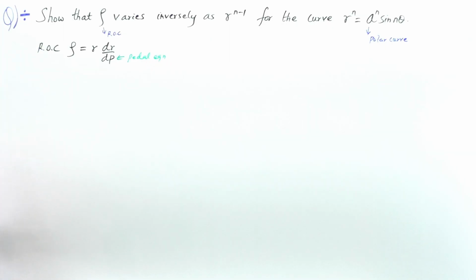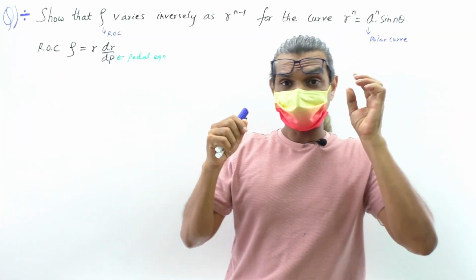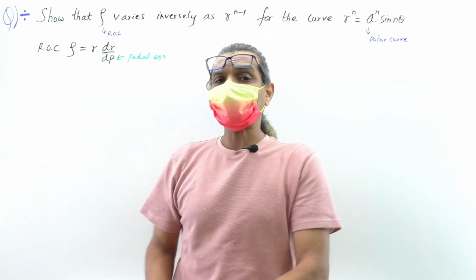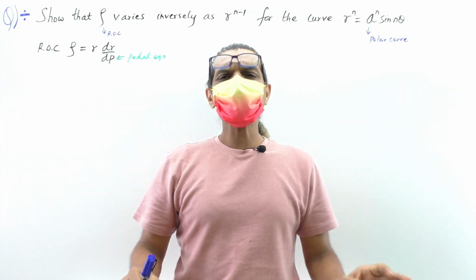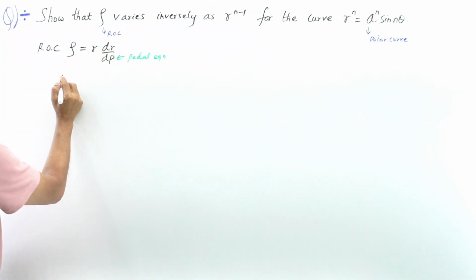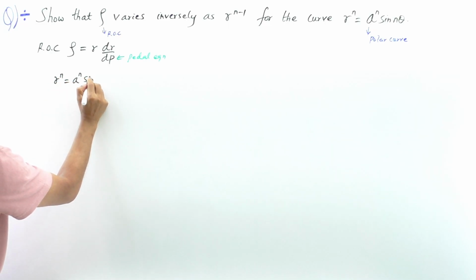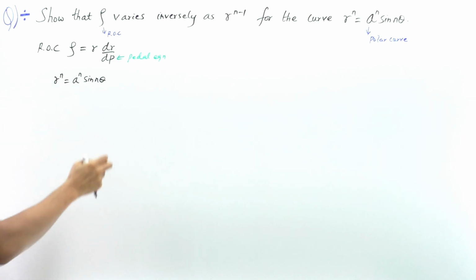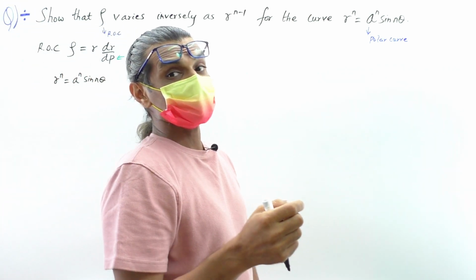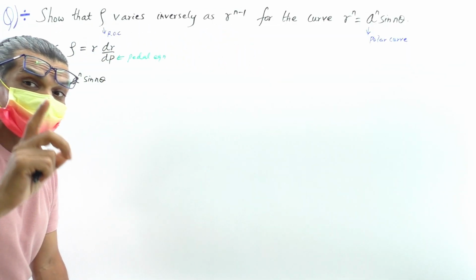The process remains the same for polar curves, and in my method I always make it simple: while solving I will apply log on both sides. That makes things super easy. So we have the curve r^n = a^n sin n theta. Now our main aim is to find the pedal equation. For that we have to find the angle between the radius vector and the tangent, phi. So we apply log on both sides.